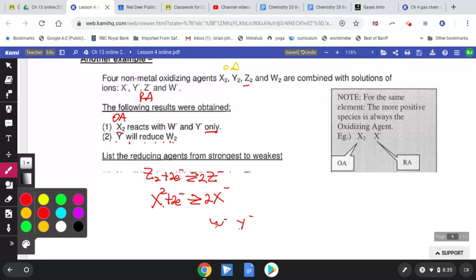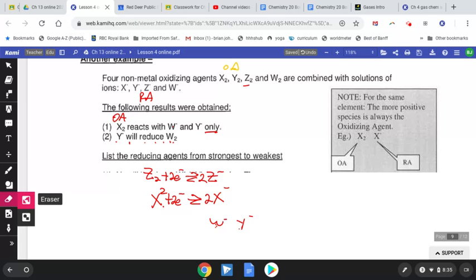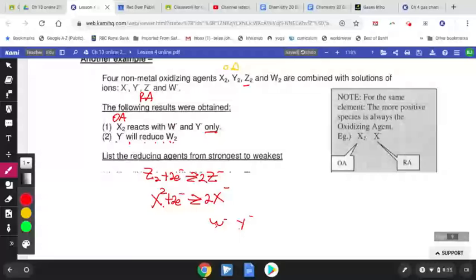Y, this is a bit of a problem. No, it's not. That should be Y minus. That's probably hidden under my eraser. Yes, it is. Okay, Y minus will react with W2. So that means Y minus must be below W2. And I don't know why I made that X squared, X2. So Y minus has to sit down here because it reacts with W2. And Y2 plus 2 electrons gives 2Y minus.